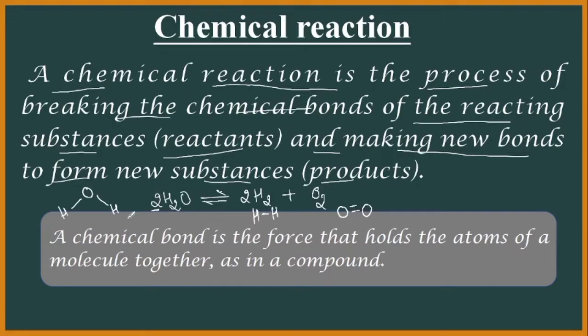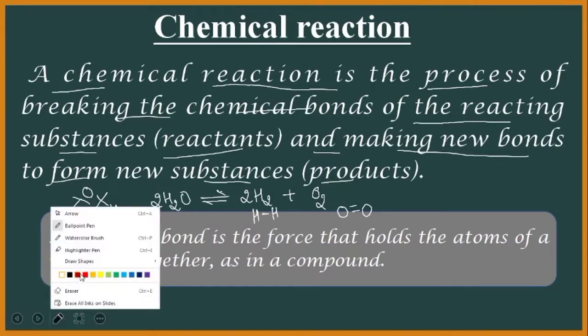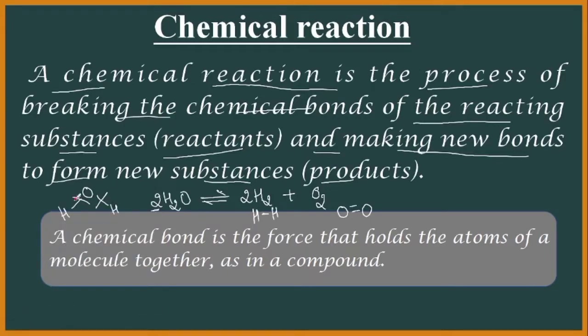It takes place by the breaking of the bonds in the reactants. I will repeat again, it takes place by the breaking of the chemical bonds in the reactants and formation of new bonds to make new substances with new properties. These kinds of changes, we call them a chemical reaction.